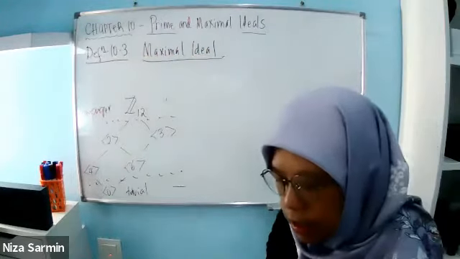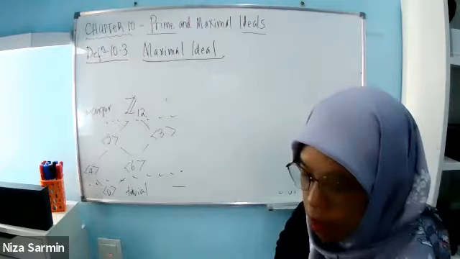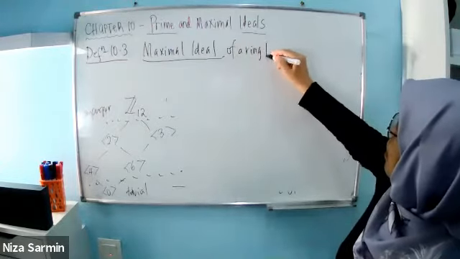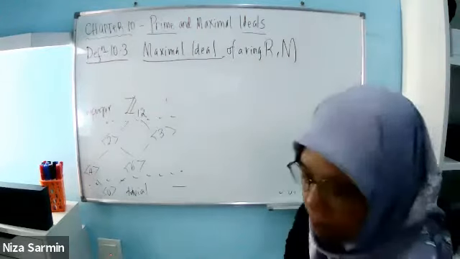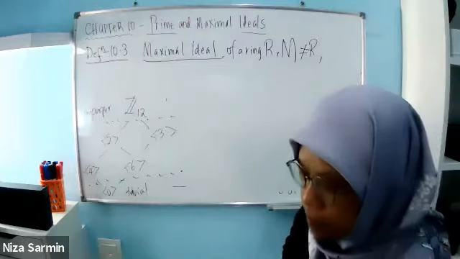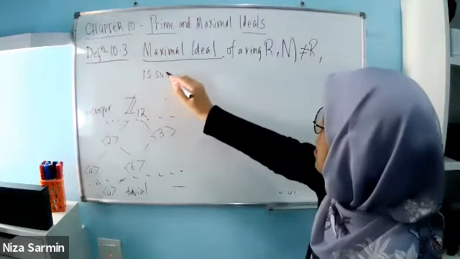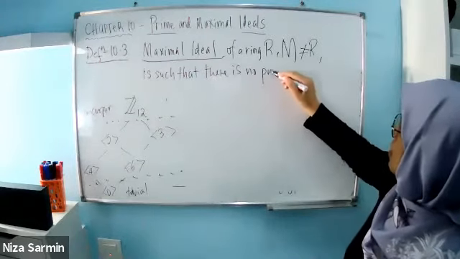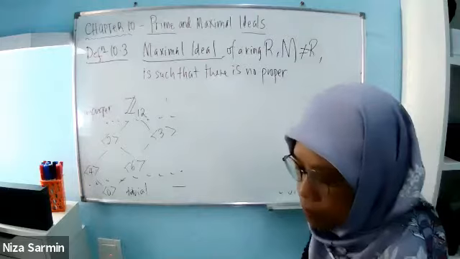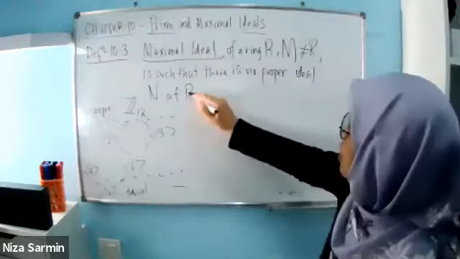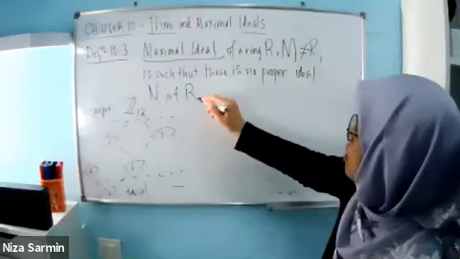Okay, maximal ideal. A maximal ideal of a ring R, call it M, maximal. We don't want it equal to R, is such that there is no proper ideal N of R properly containing M.